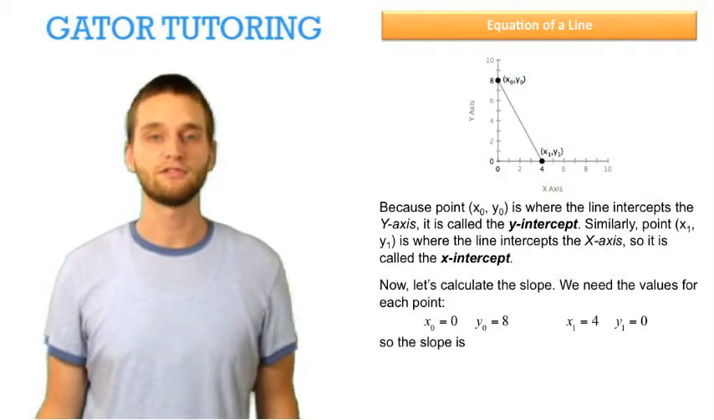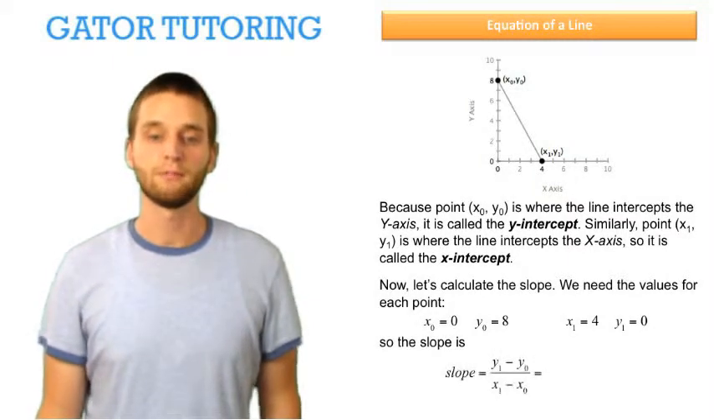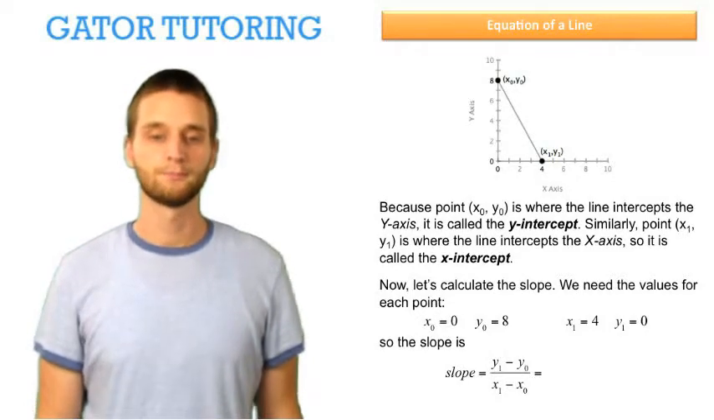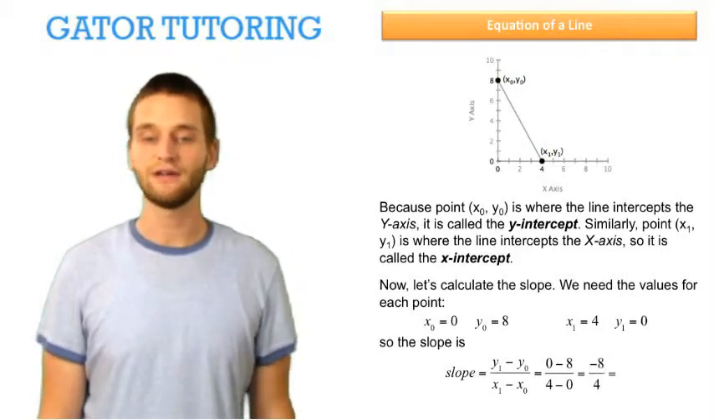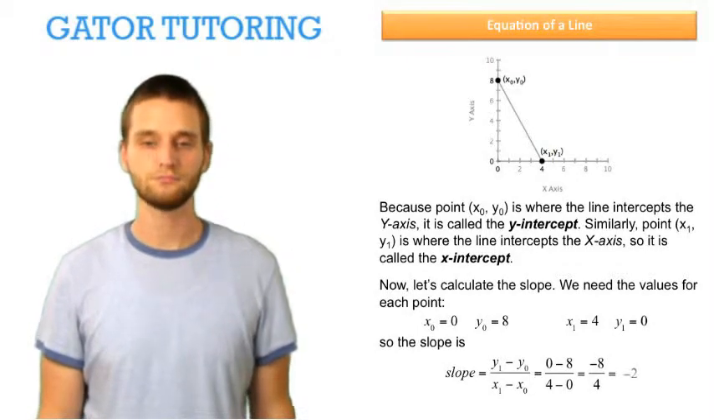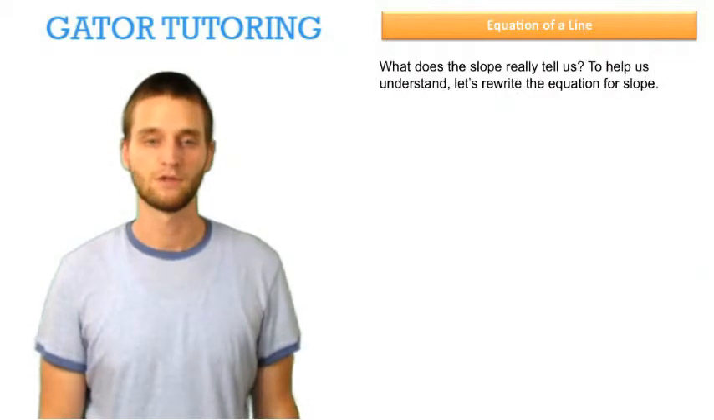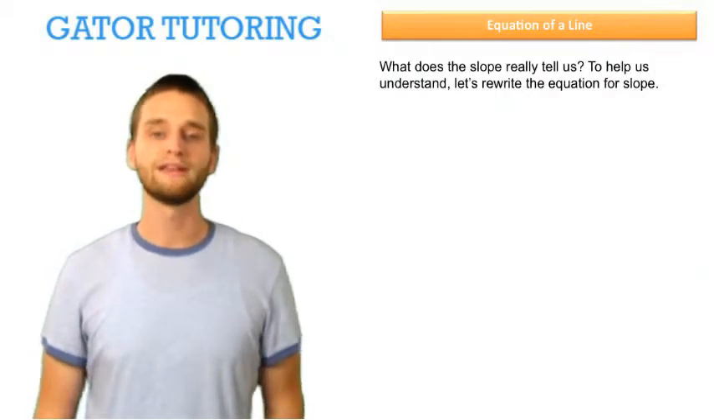Now we can calculate the slope. We just plug in the points to our equation of slope. We see that slope is 0 minus 8 over 4 minus 0, or negative 8 over 4, or negative 2. But what does the slope really tell us?